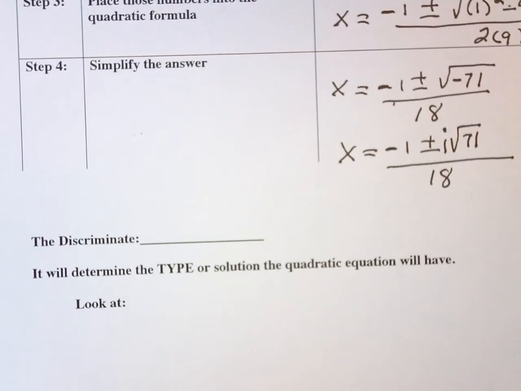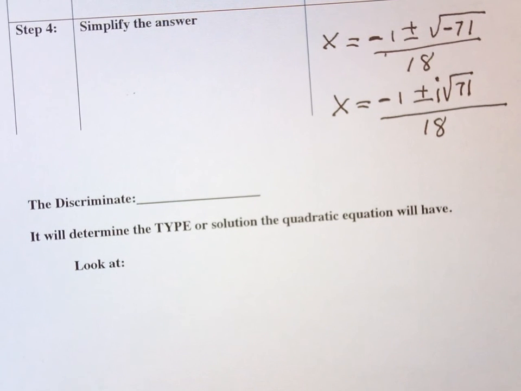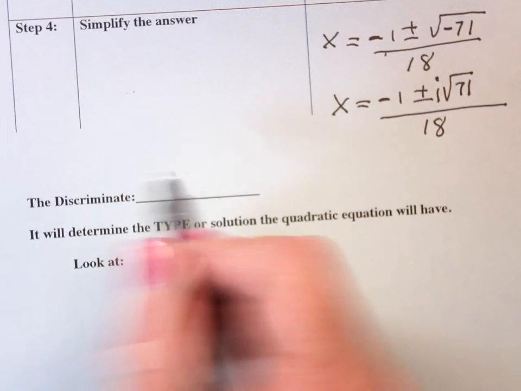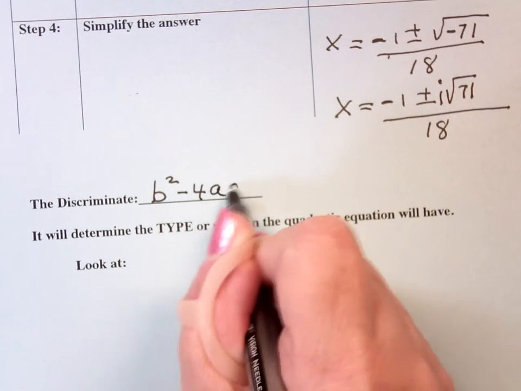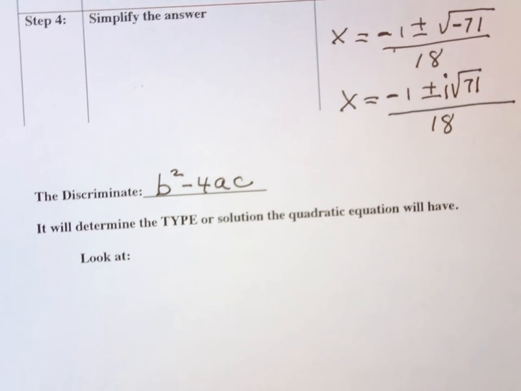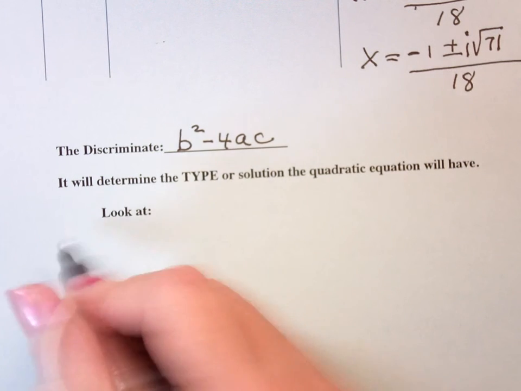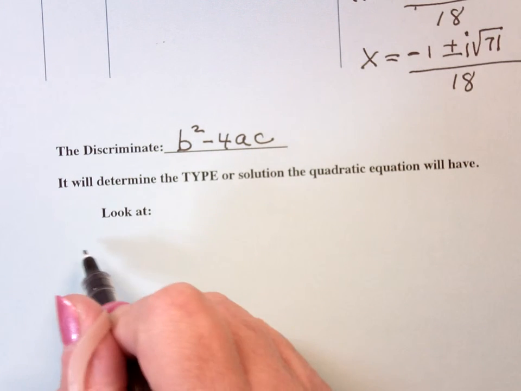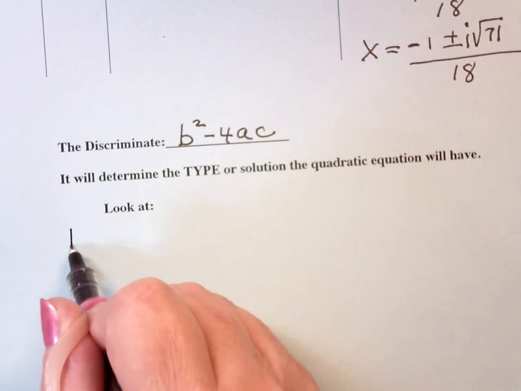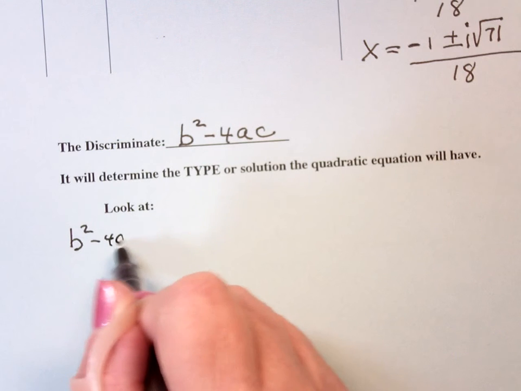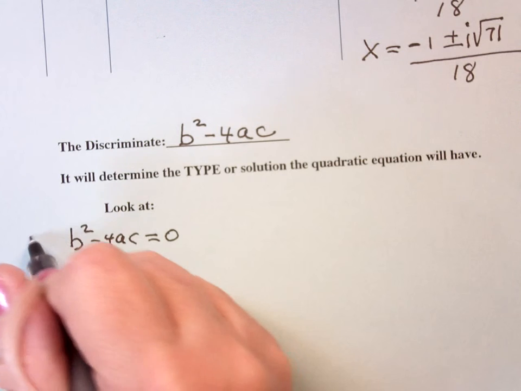The last thing we want to look at is something called the discriminant. What it does is it determines the type of solutions that we have, and it's what's under the radical. The discriminant is b squared minus 4ac. Now let's see how that's going to work. Suppose b squared minus 4ac is 0. So this is going to be the first situation.